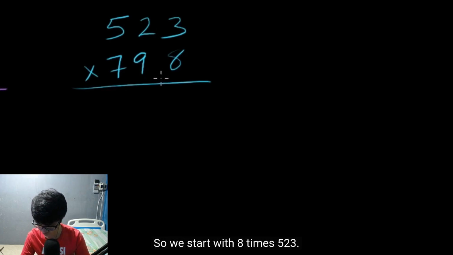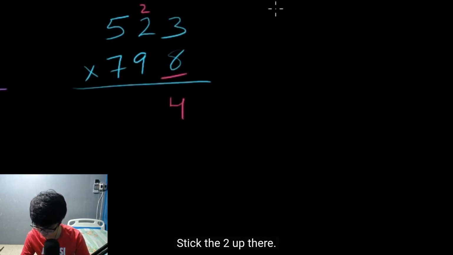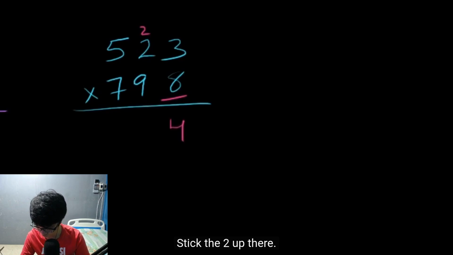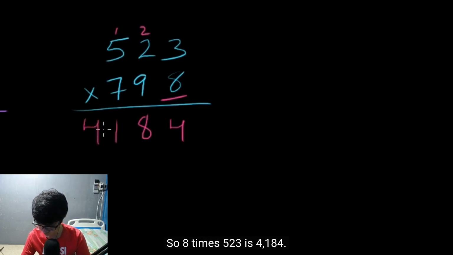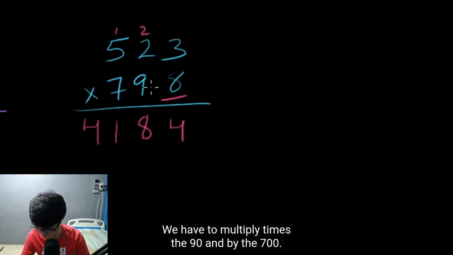So we start with 8 times 523. 8 times 3 is 24. Stick the 2 up there. Now 8 times 2 is 16, plus 2 is 18. The 1 up there. 8 times 5 is 40, plus 1 is 41. So 8 times 523 is 4,184. We're not done. We have to multiply it times the 90 and the 700.